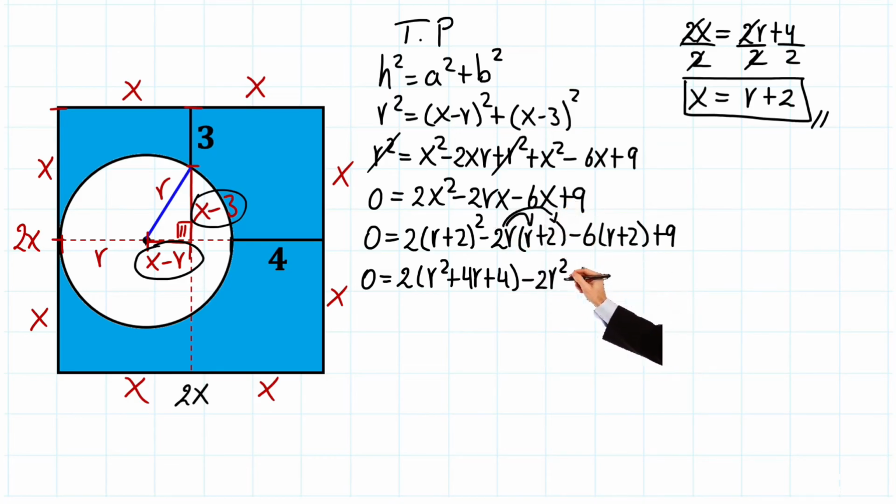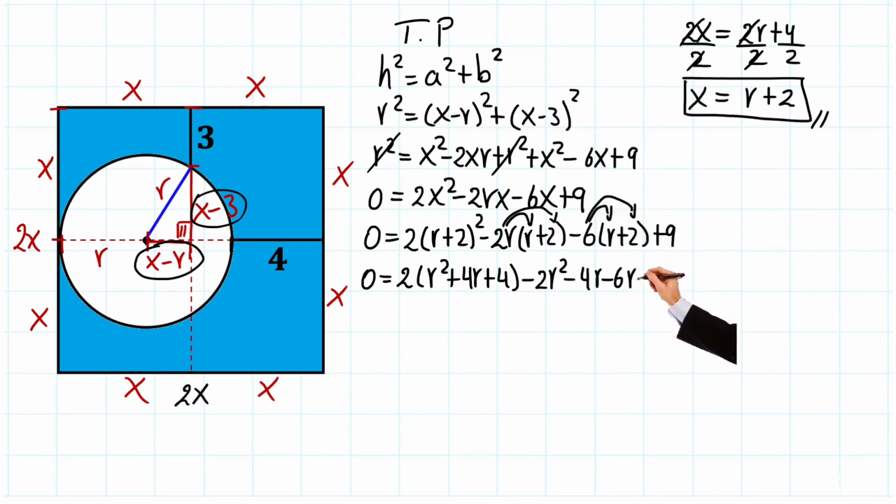Here we do the same. Minus 6 times r is minus 6r, and finally minus 6 times 2 gives us minus 12. And here we have positive 9. Excellent. Let's apply the distributive property here as well.